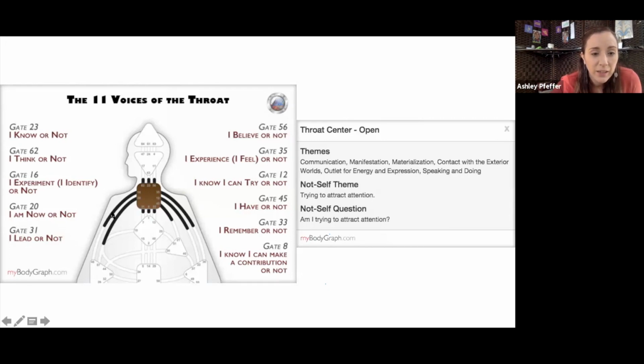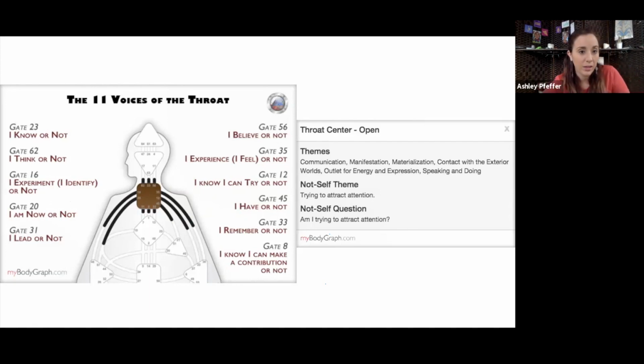16 is all about skills, experimenting, and it's about mastery. So what you want to master and explain. It's almost like being able to teach these things too. 20 is the gate of the now. You can read these and come back and pause it and look into these.